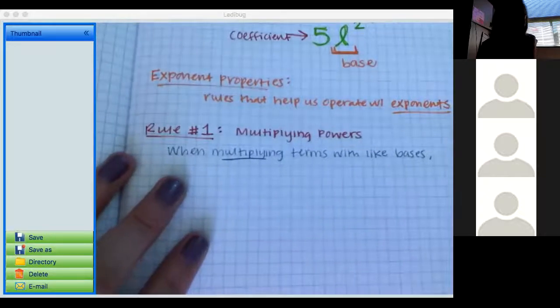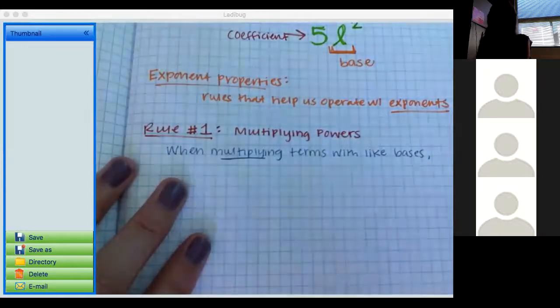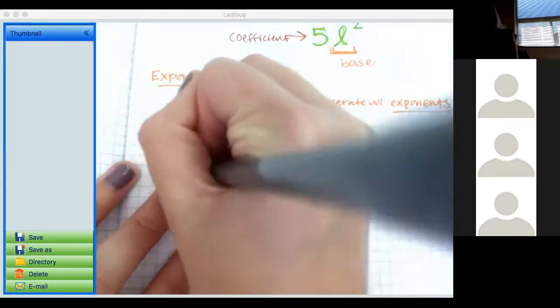So when multiplying terms with like bases, does anybody remember from middle school what we do with the exponents? You don't multiply them. You add them. Oh, good. You do combine them. You add them. Very good. Extra credit, girls.